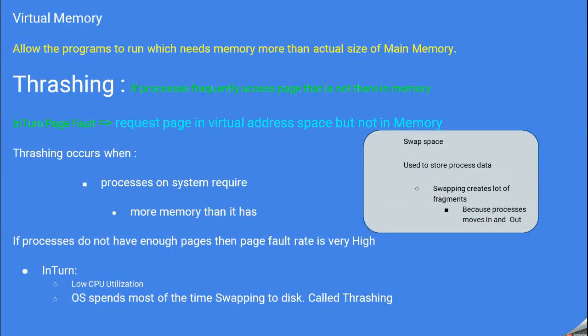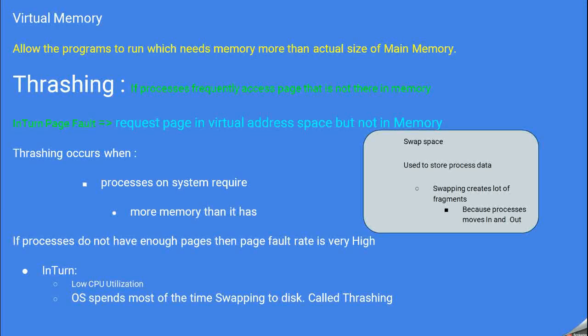Virtual memory allows programs to run which require more memory than the actual main memory size. Thrashing: if the processor frequently accesses a page that is not there in memory, it will trigger a page fault, and a page fault is when it tries to access a page which is not there in the memory. So it will ask to load that page from the secondary memory into the main memory.